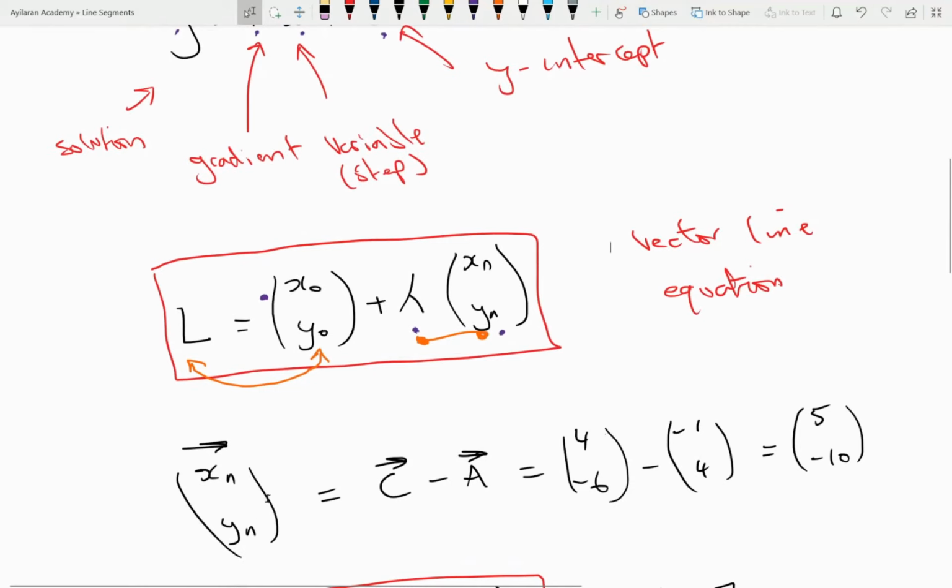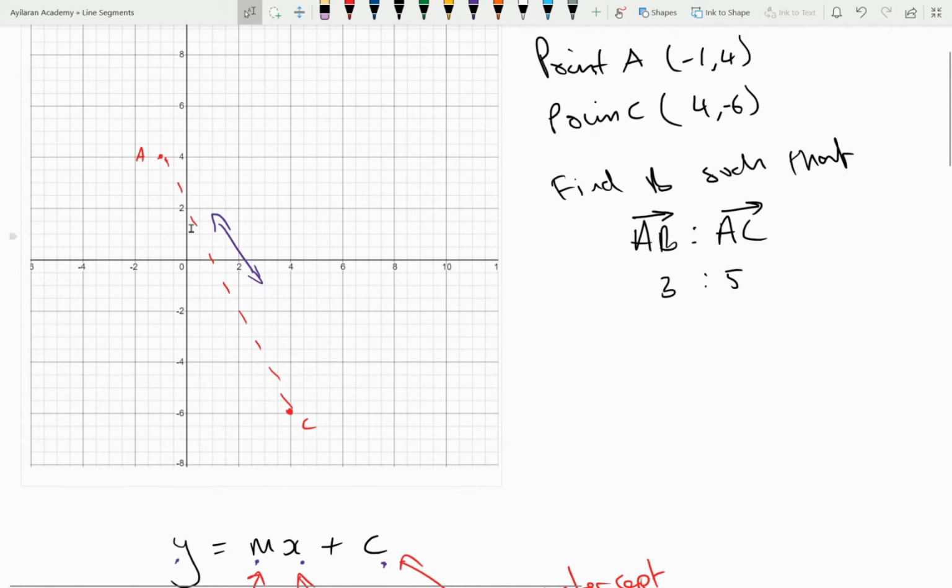So the direction of AC in vector format is going to be the coordinate C minus the coordinate A, and that's simply (4, -6), which is the coordinates of C, minus (-1, 4), which are the coordinates of A, and we get the direction of our vector line (5, -10). So this entire line is moving in a direction of (5, -10). So let's see if we can use this direction (5, -10) to get from A to C.